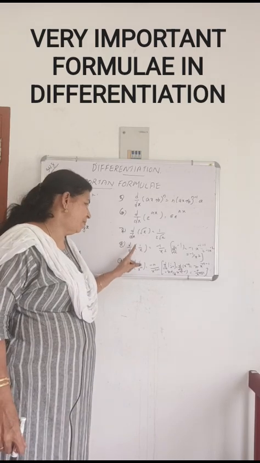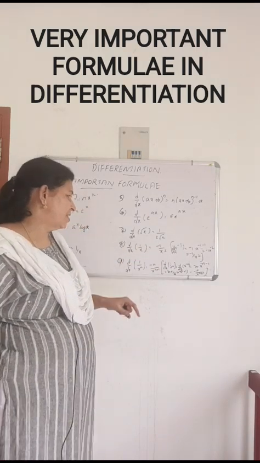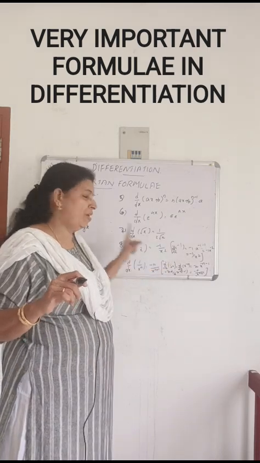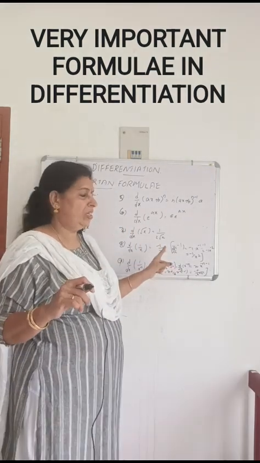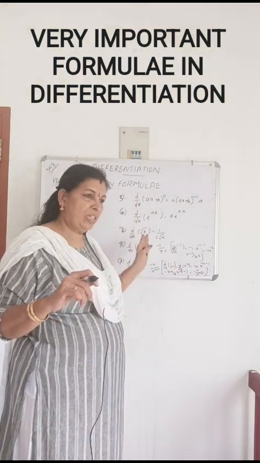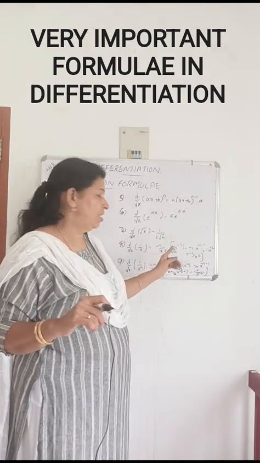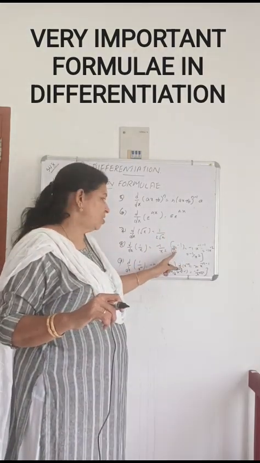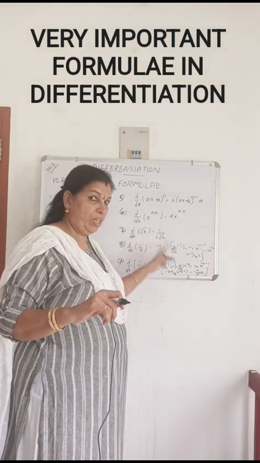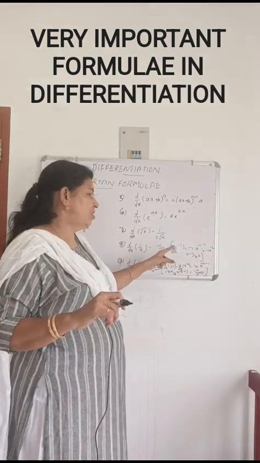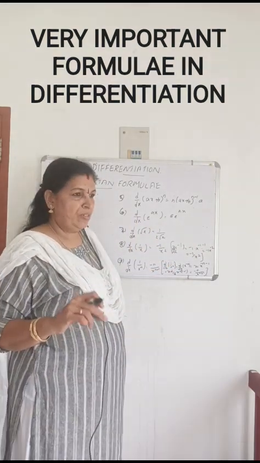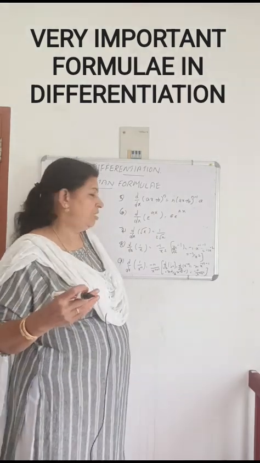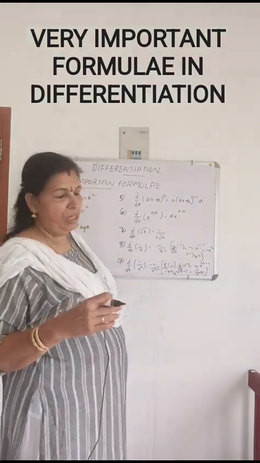d by dx of 1 by x is minus 1 by x square. That is, d by dx of 1 by x, which means x raised to minus 1. That is, d by dx of x raised to n is n into x raised to n minus 1. The derivative of x raised to minus 1 is minus 1 into x raised to minus 1 minus 1, which is minus 1 into x raised to minus 2. X raised to minus 2 we can write as 1 by x square. That is minus 1 into 1 by x square, minus 1 by x square.